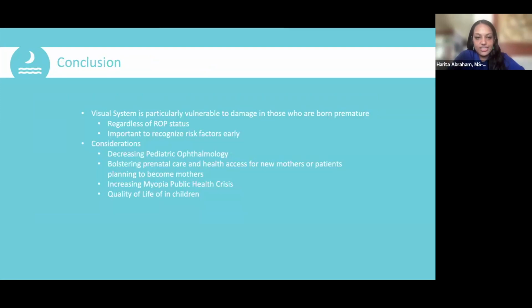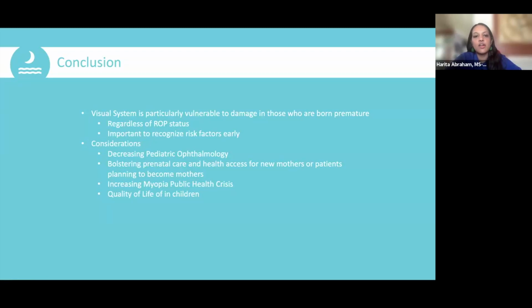So in conclusion, I realize that was a lot, but the visual system is particularly vulnerable to damage in those who are born premature. The thing to note is it does not matter if the baby has developed retinopathy of prematurity. Just being premature puts that baby at risk for short-term and long-term vision complications. That's why it's very imperative to recognize risk factors early and keep this in mind. When a baby is born premature, a pediatric ophthalmologist's antenna is going to go up for retinopathy of prematurity.